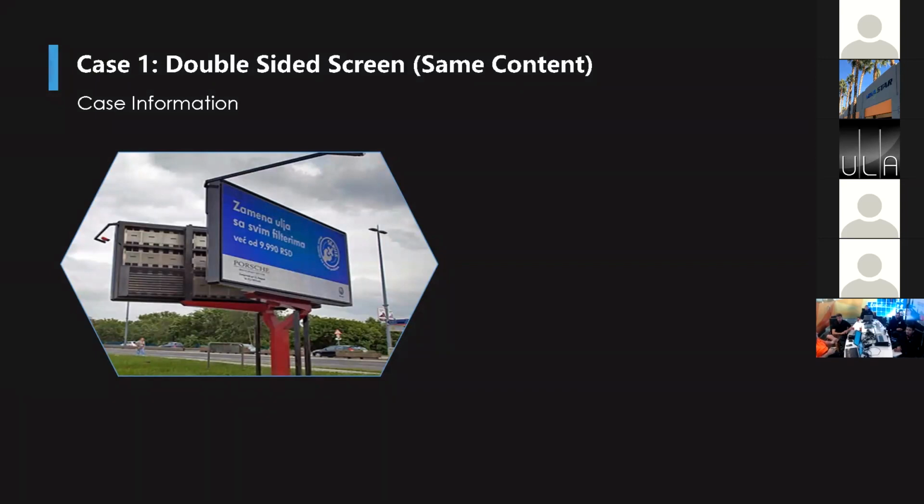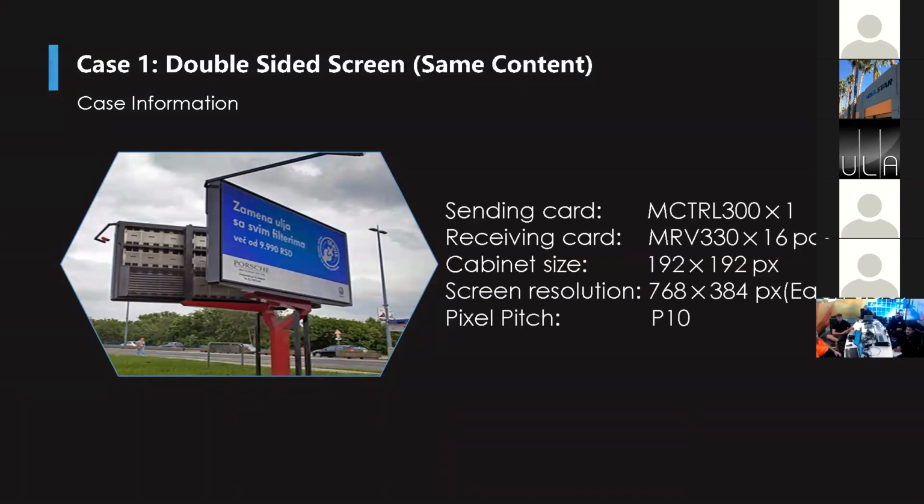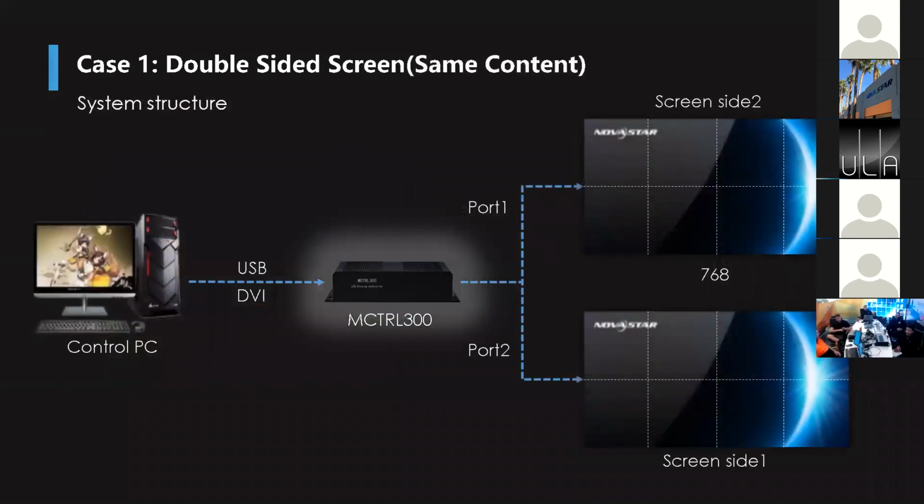That's a double-sided screen. The sending card is an MCTRL660 and the receiving card is MRV330. The combined resolution is 192 by 192, and the screen resolution for each side is 768 by 384, that's P10. And we can see for case one, that's a double-sided screen, but double-sided with exactly the same content. So this is the system structure.